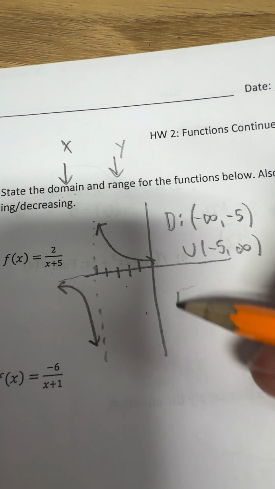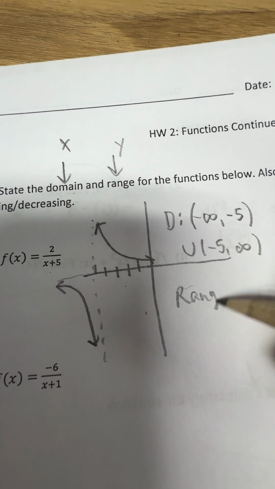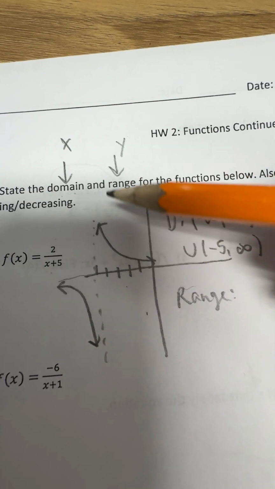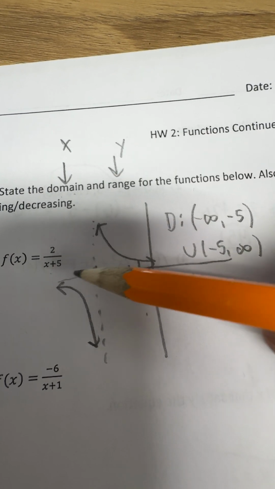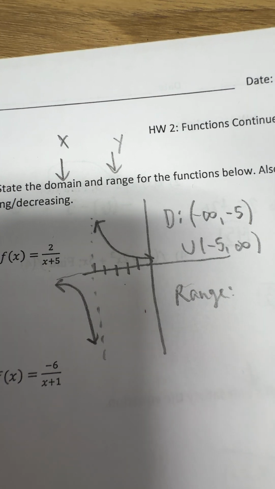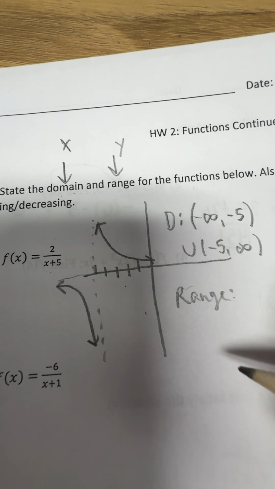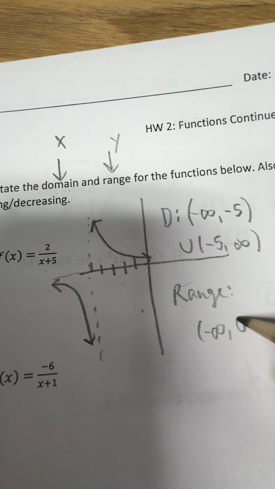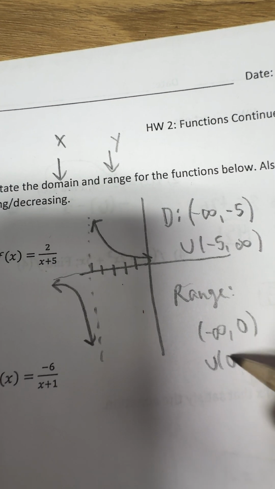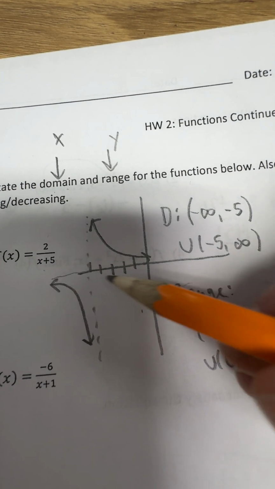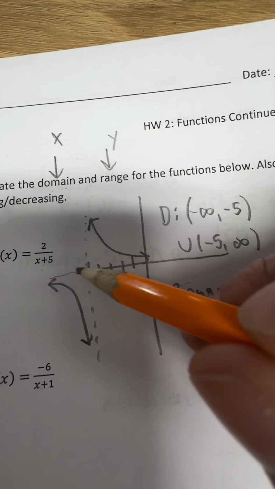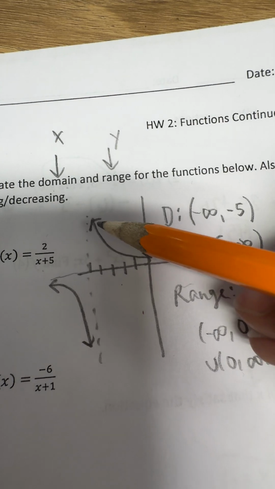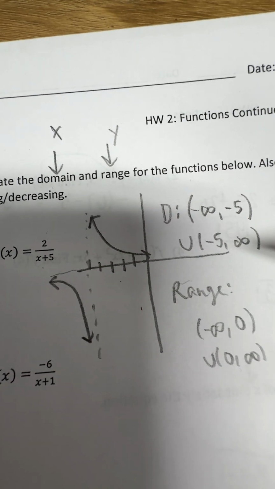Okay, now for my range, I have all the y values down below, all the y values up above, but I never hit the x-axis, which is y equals 0. So my range is going to be from negative infinity to 0, union 0 to infinity, because it's not hitting y equals 0. These are asymptotes. They get closer to that line, but they never hit it. Same thing here. These arrows get close to that minus 5, but never hit it.